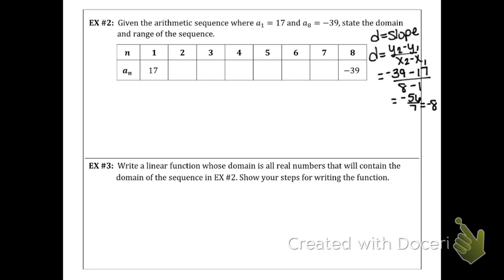And so using that, we can go ahead and fill in our table. So 17, minus 8, minus 8, minus 8, minus 8, minus 8, minus 8, and then check it. Minus 8 is negative 39.